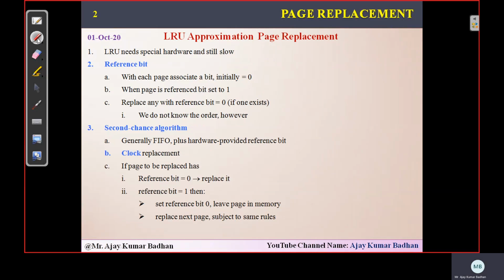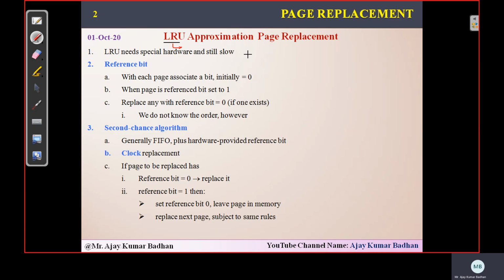The very first thing we have here is LRU approximation page replacement. We already discussed LRU, the least recently used algorithm. In it, the statement we have taken is that we will replace the page that has not been used for the longest time. Whichever has not been used for a longer duration, we will remove.